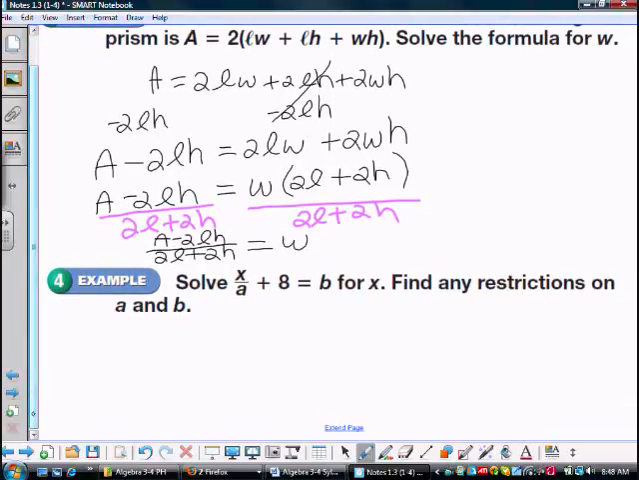Okay? So like I said, we're just going to roll, aren't we? Now we're going to solve x divided by a plus 8 equals b for x, and give any restrictions for a and b. So first we'll do the solve. X over a plus 8 equals b. I want to isolate the x.